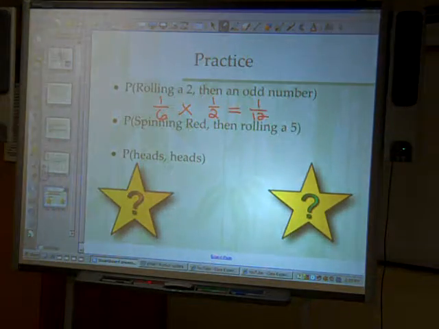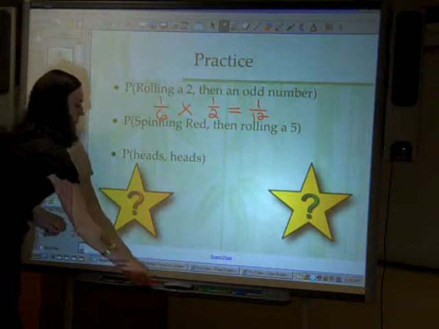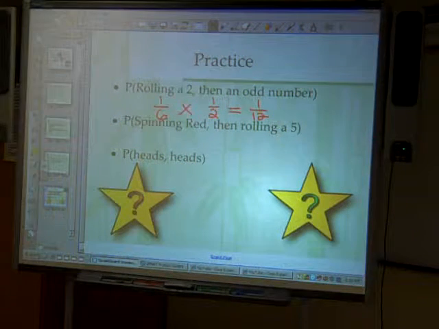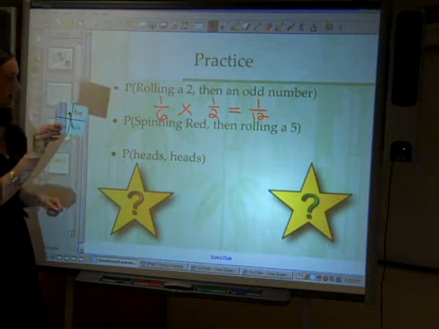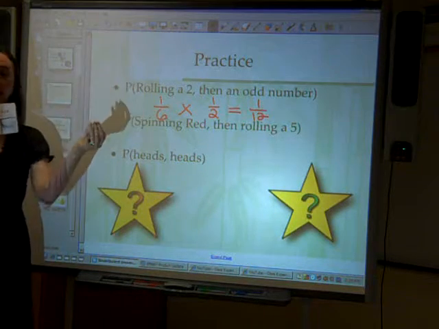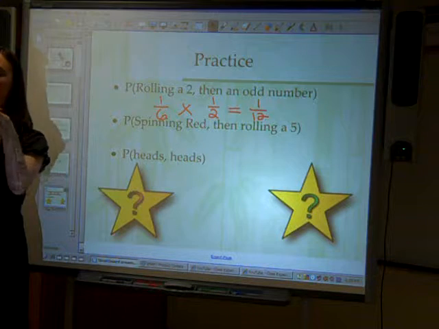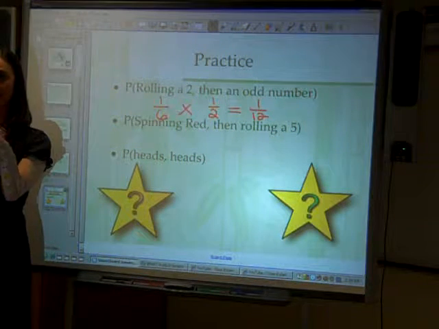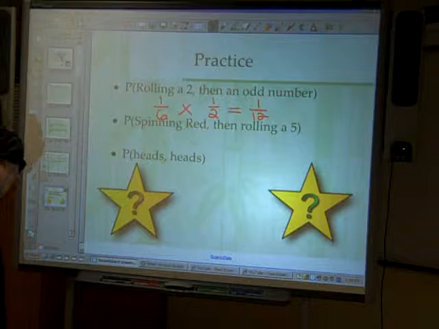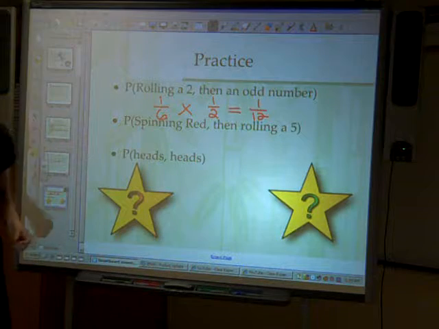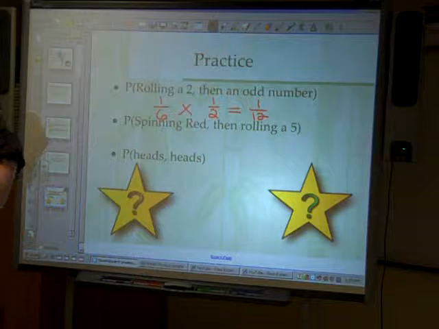Okay, so right now, on your own, find the probability of spinning a red. So if you think back to our spinners from yesterday, what's the probability of spinning a red and then rolling a 5? So I want the probability of these 2 events taking place. They're both independent. They have nothing to do with one another. But what's the probability that I will do both? That I'll spin a red and roll a 5.